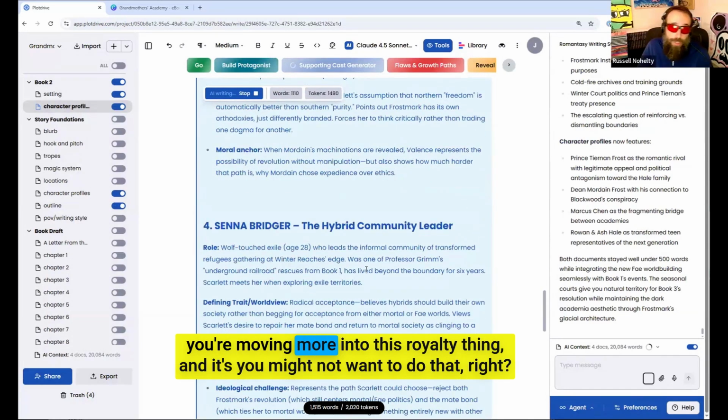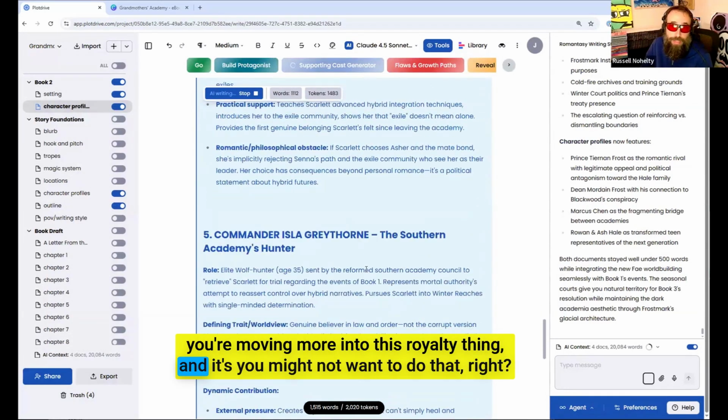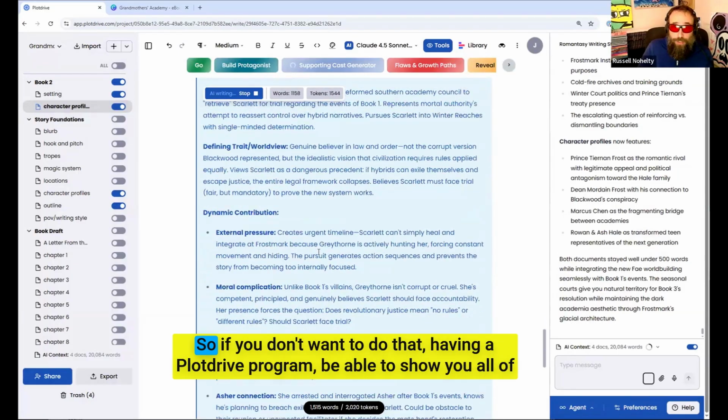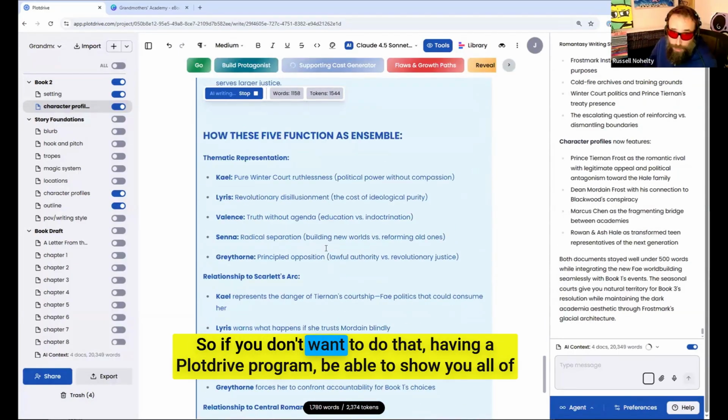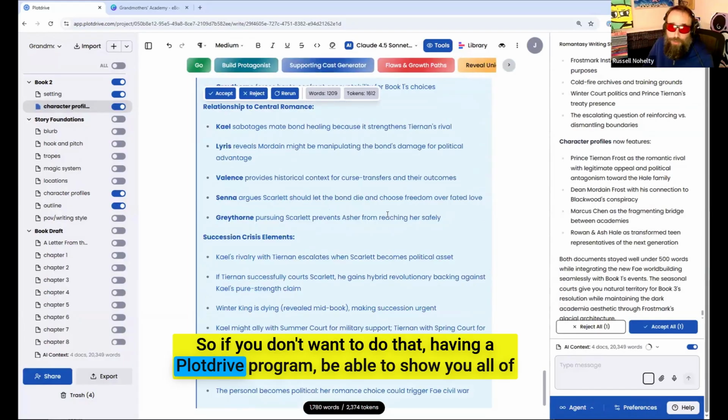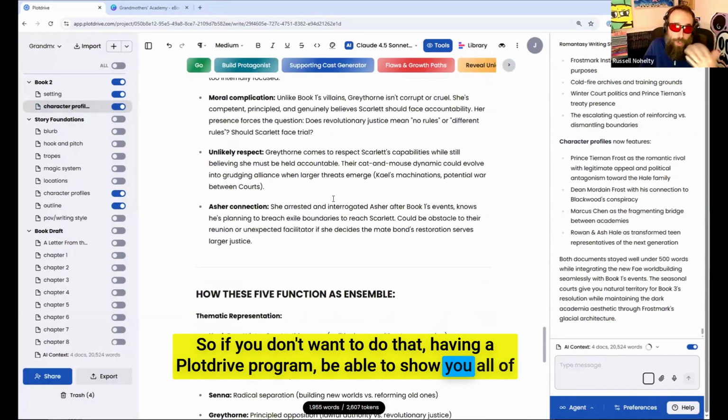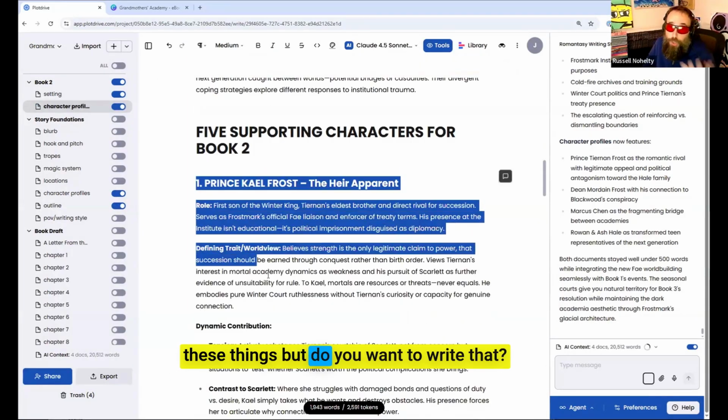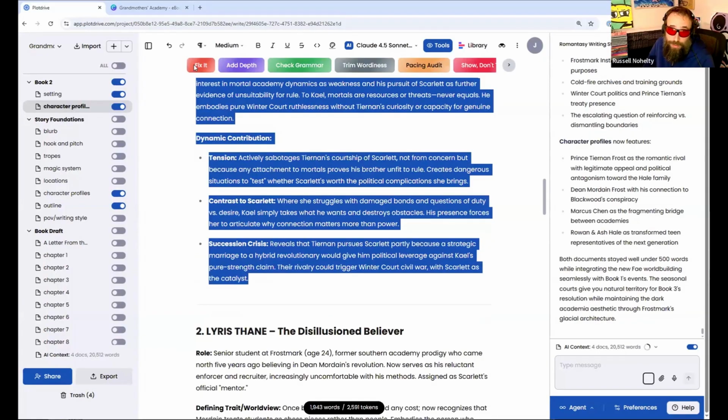Now you're moving more into this royalty thing. And you might not want to do that. Right. So if you don't want to do that, having a Plotdrive program be able to show you all of these things, but do you want to write that?